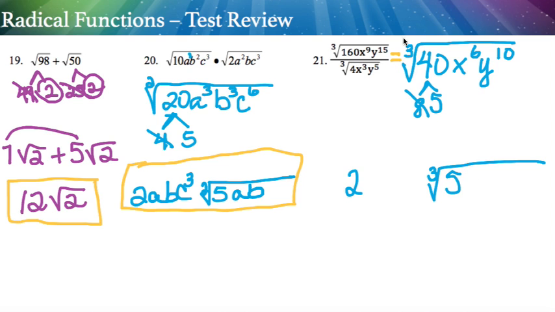Okay, so how many x cubes are in x to the 6th? There are 2 x cubes inside of x to the 6th. And how many y cubes are inside of y to the 10th? There are 3, because that would make 9 of them with 1 left over. Okay, so my final answer is 2x squared y cubed with a cube root of 5y.